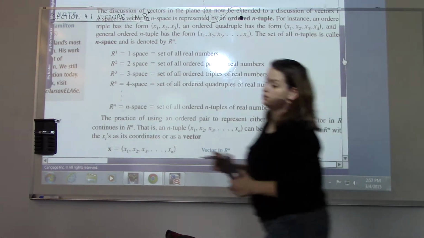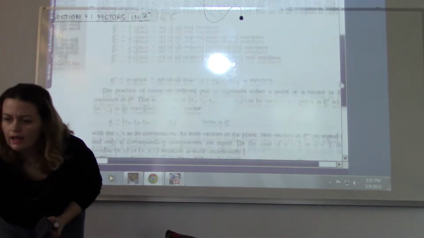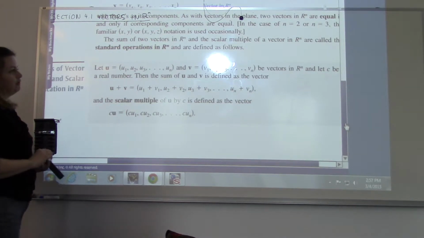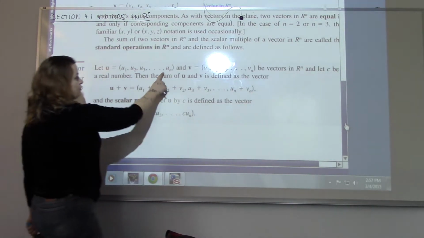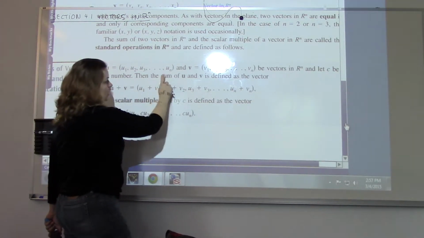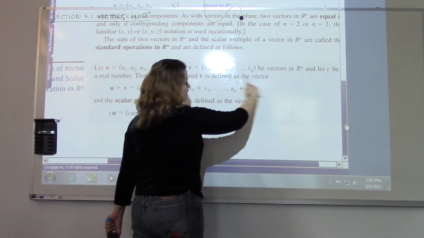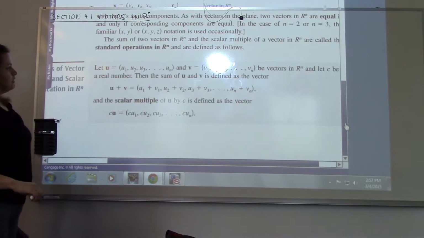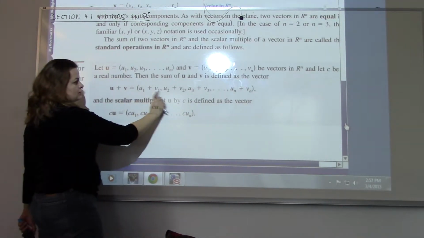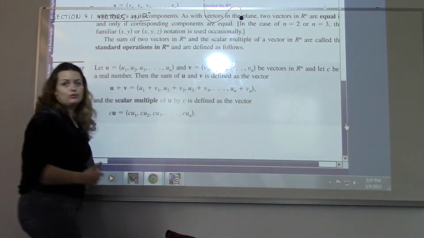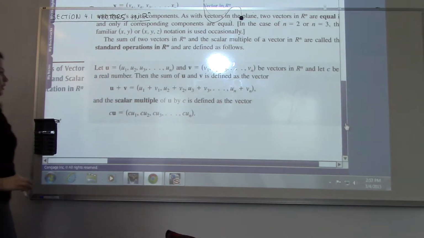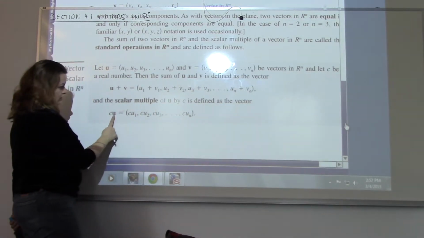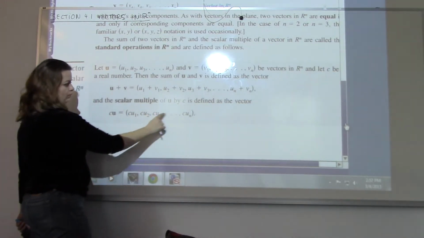So let's look quickly at the definition of addition and scalar multiplication. If you take an n-tuple or a vector u in Rn and a vector v in Rn, and c is a real number or a scalar, then the sum u plus v is defined just like we did in R2. So now we have more components to add up, but that's fine. And the scalar multiple of u, cu, is defined by multiplying each component by c.